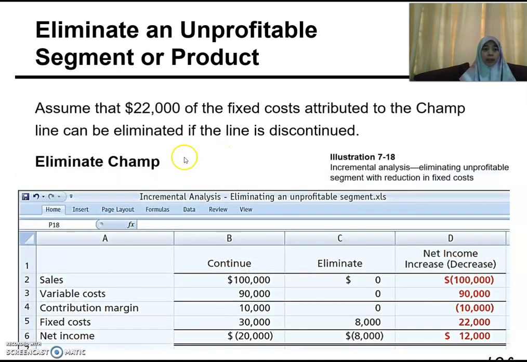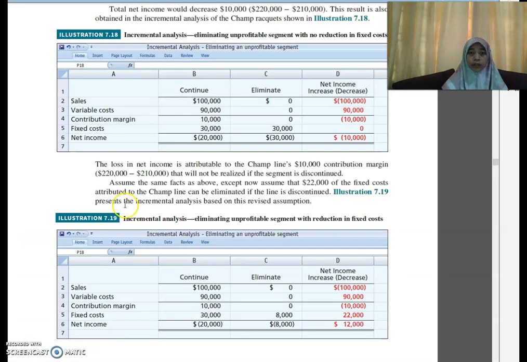Okay, what if now, assume that the 22,000 of the fixed cost attributed to the Champ line can be eliminated if the line is discontinued. Now, this is another scenario. What if the 22,000 of the fixed cost can be eliminated if you discontinue? How do I know this? You can refer to the textbook in the question. Assume the same facts as above, except now assume that 22,000 of the fixed cost attributed to the Champ line can be eliminated if the line is discontinued.